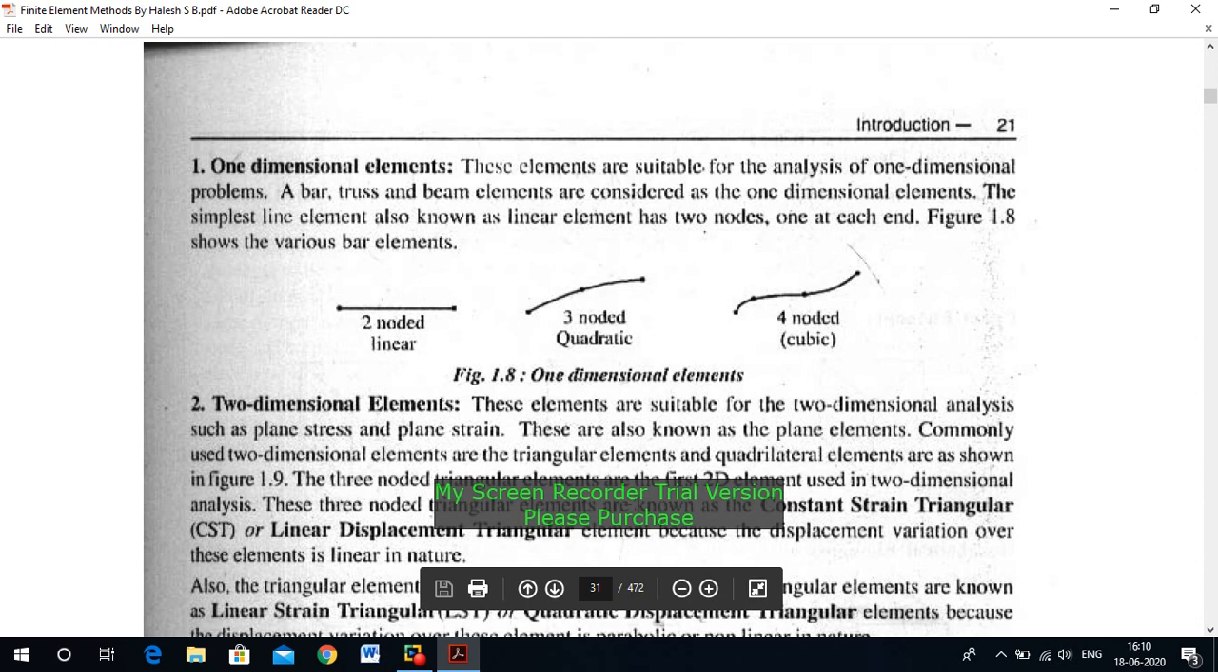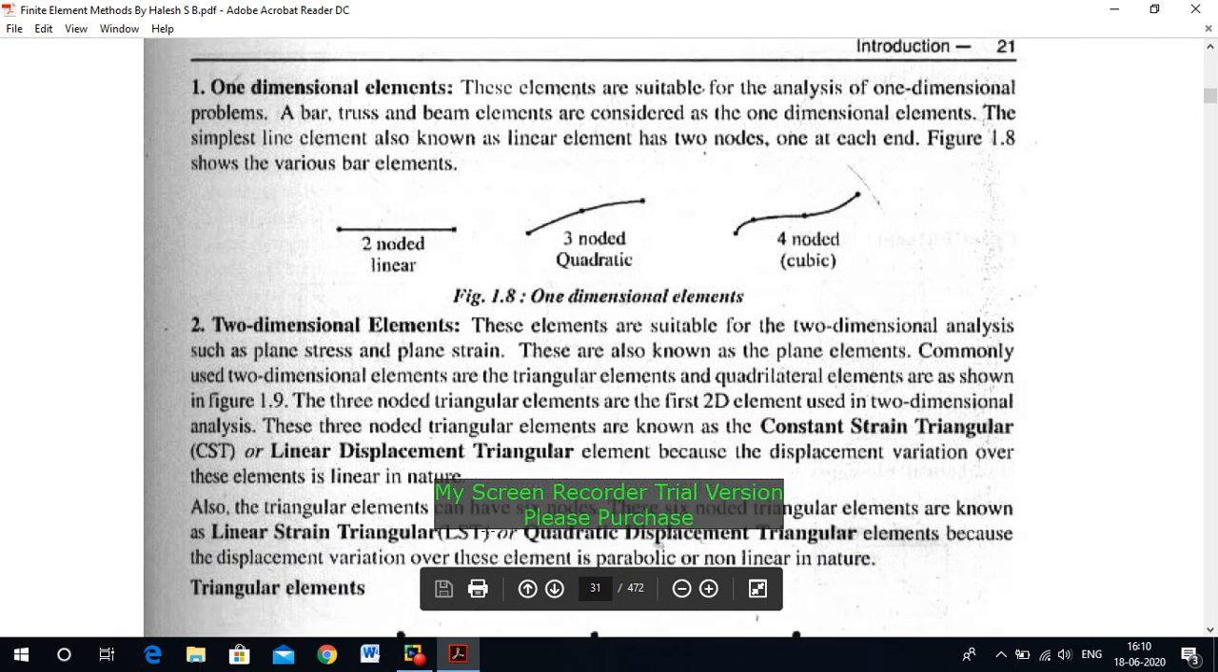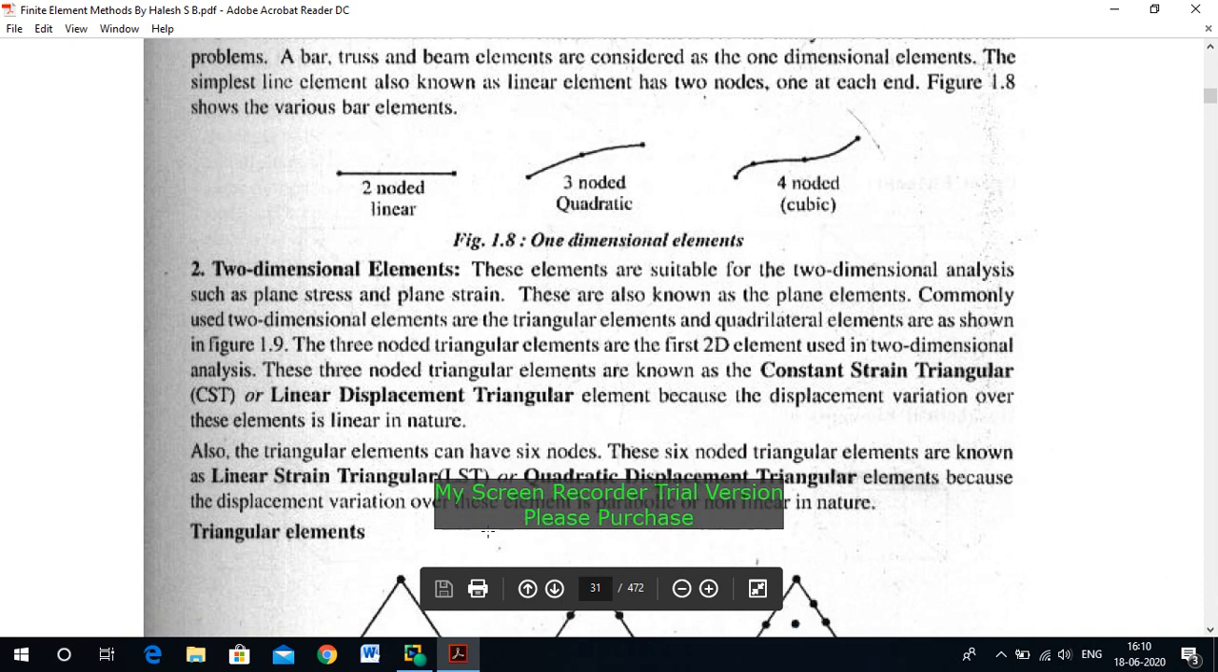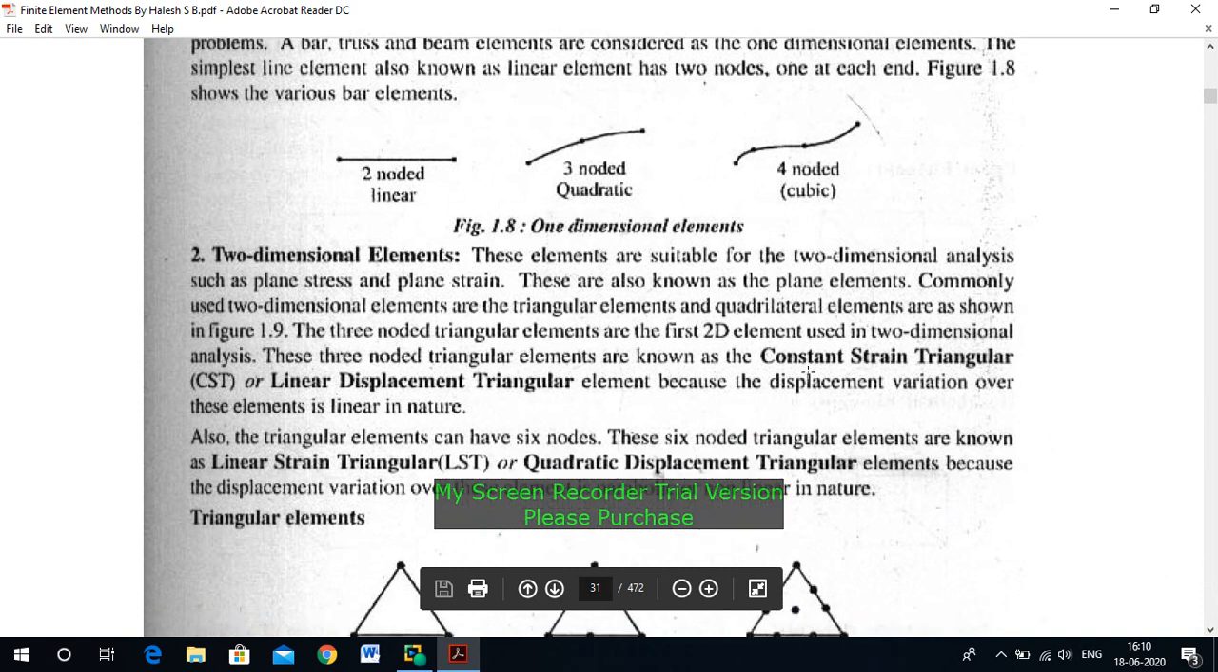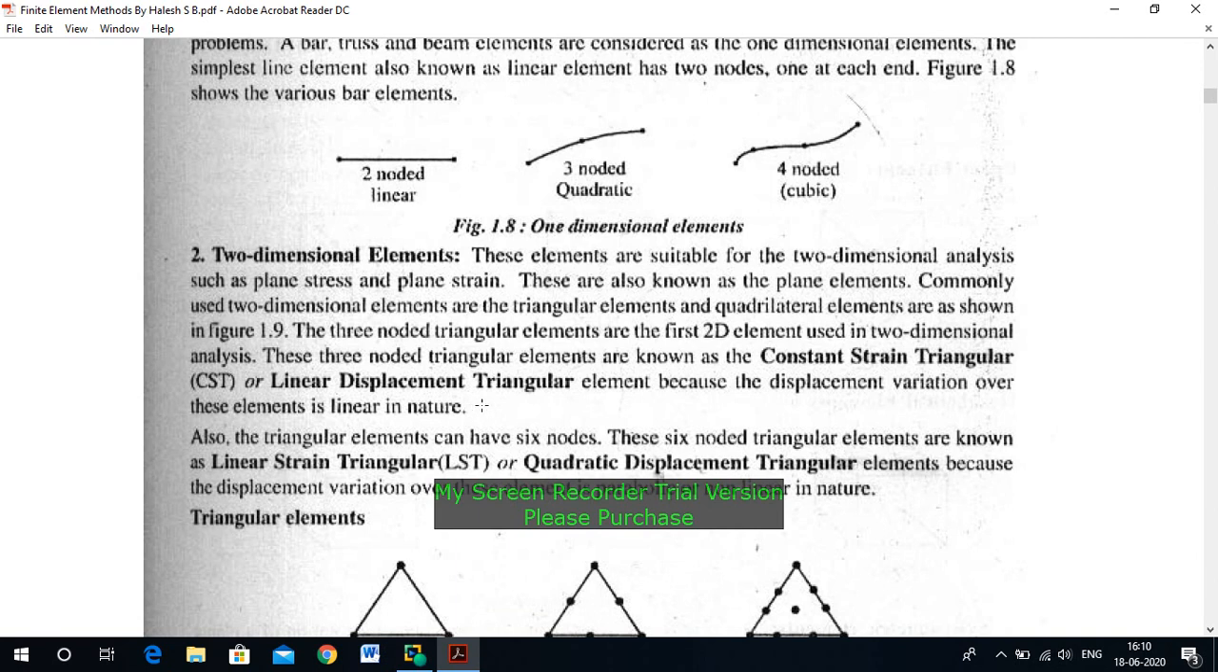The three noded triangular elements are the first 2D element used in 2D analysis. These three noded triangular elements are known as CST elements. CST is nothing but constant strain triangular element, and it is also called a linear displacement triangle element because the displacement variation over these elements is linear in nature. Linear in nature, that is very important. Always, the two dimensional elements are linear in nature.